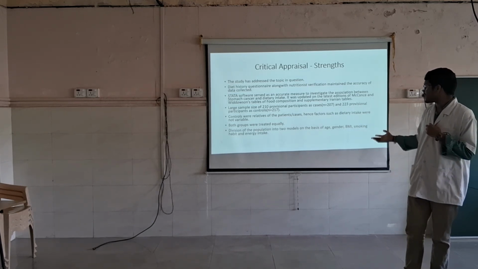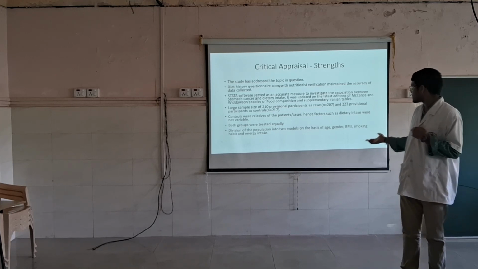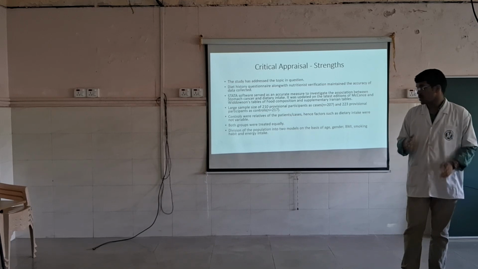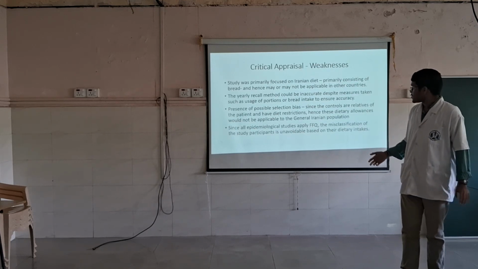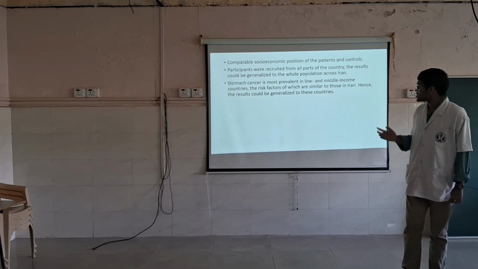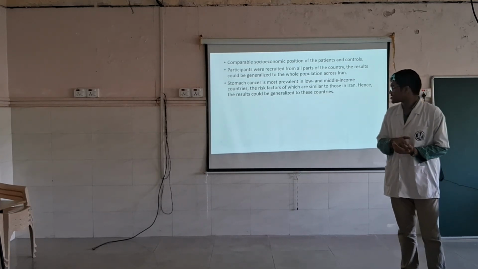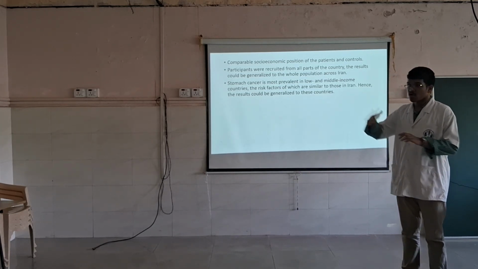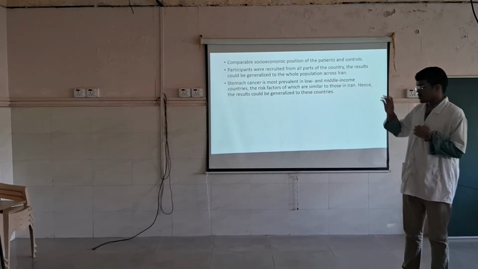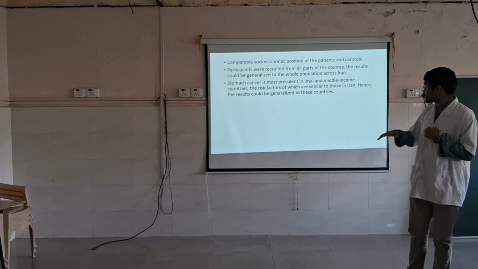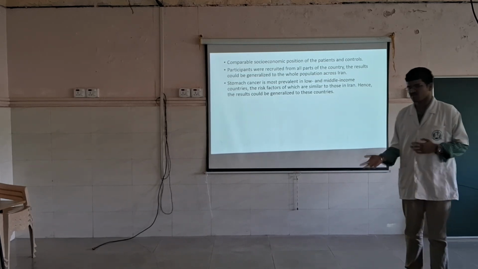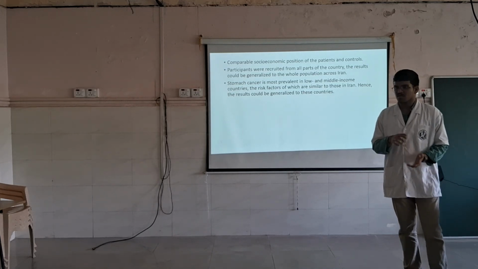Both groups were treated equally, and division of groups into two models on the basis of age, gender, BMI, smoking habit and energy intake also increased the accuracy of the study. There was a comparable socioeconomic position of patients and controls, as discussed earlier. Participants were recruited from all around the country, since the hospital was a famous one for cancer treatment, and stomach cancer was prevalent in low and middle income countries, so the risk factors covered, as compared to other countries, can also be considered.